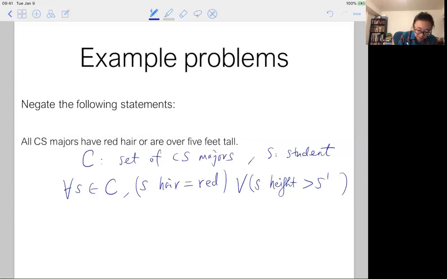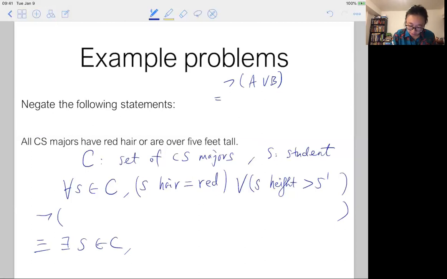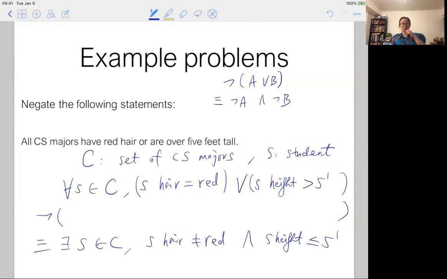Now I need to negate this statement. Just copy the statement over, but put a negation in front of it. The statement has for all, so it becomes existence. And now I have a negation of A or B, which is logically equivalent to not A and not B. So what is not A? S's hair is not red, so the student does not have red hair, and S's height is smaller than or equal to 5 feet. If I translate back to English, there exists a student who is a CS major, whose hair is not red, and whose height is no more than 5 feet tall. That's the English statement.